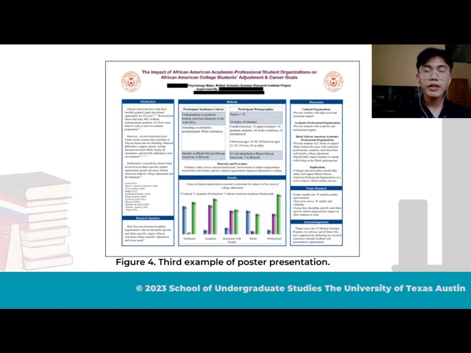This is the third example: The Impact of African American Academic Professional Student Organizations on African American College Students' Adjustment and Career Goals. In the leftmost column, the introduction followed by the research question, and in the center part, the methods, the materials and procedures, and the results. And in the rightmost part, the right side, are the discussions followed by future research and the acknowledgements.